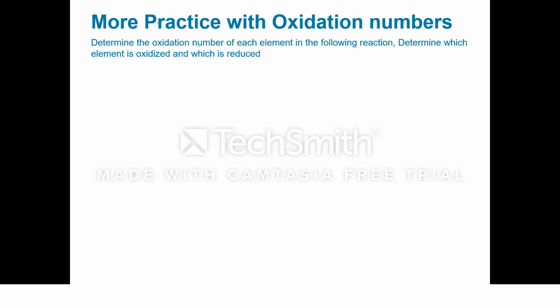Okay, let's go through an example using oxidation numbers and determine which atoms are oxidized and which atoms are reduced in an oxidation-reduction reaction. So for the following reaction, let's determine which element is oxidized and which is reduced. Our equation is 2 magnesium solid plus 2 oxygen gas produces 2 magnesium oxide molecules.